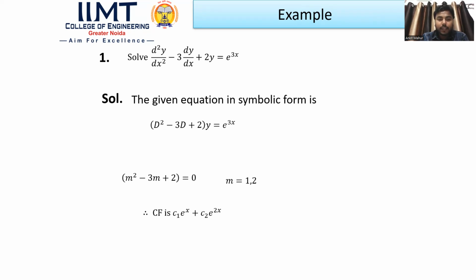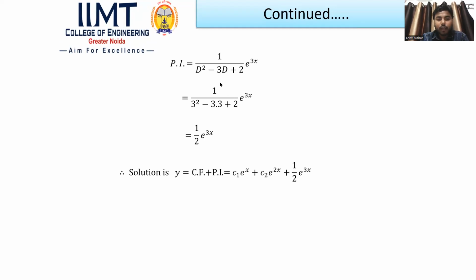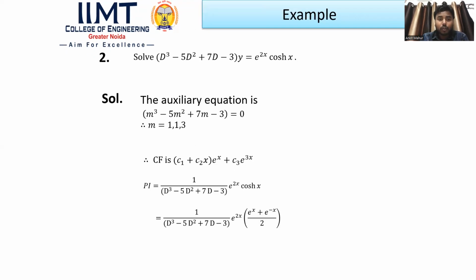And PI is 1 upon (D square minus 3D plus 2) e power 3x. Replace D by 3. So we get 1 upon (3 square minus 3 into 3 plus 2) e power 3x. Solving this, we get 1 upon 2 e power 3x. Then the solution is y equals CF plus PI, where CF is the complementary function and PI is the particular integral. So CF is C1 e power x plus C2 e power 2x and PI is 1 upon 2 e power 3x. Now I am going to discuss example 2.